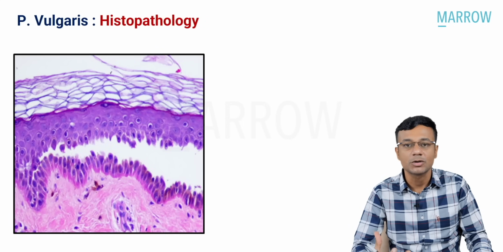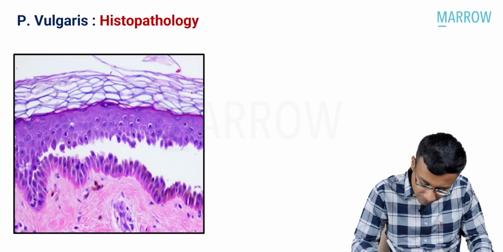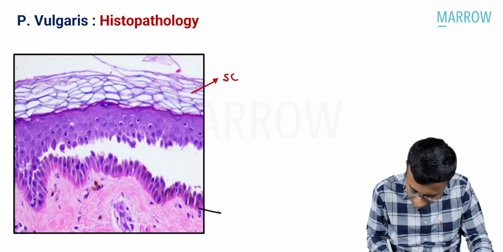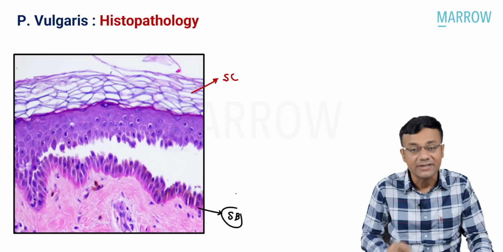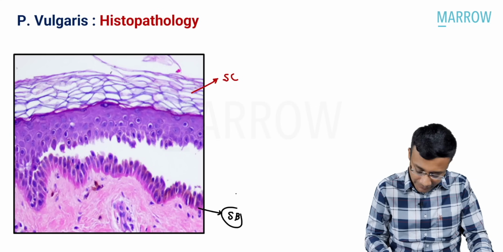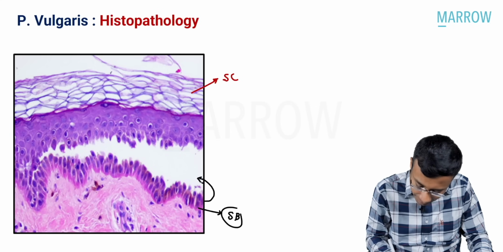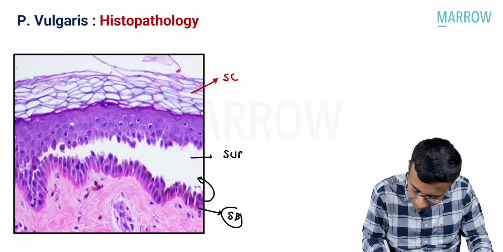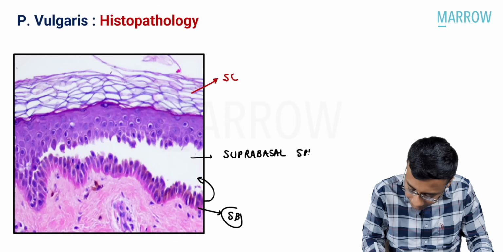Let us now look at the histopathology of pemphigus vulgaris. So this is the stratum corneum and this is the stratum basale. I told you the first step is always to identify the layers. Now we can see the split is just above the stratum basale. So we call it a suprabasal split. So point number 1 is suprabasal split.